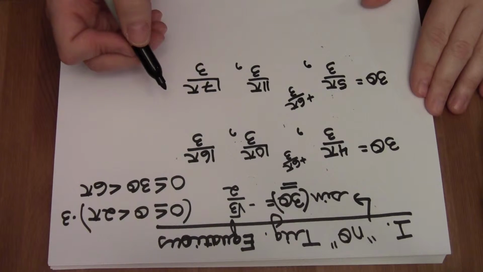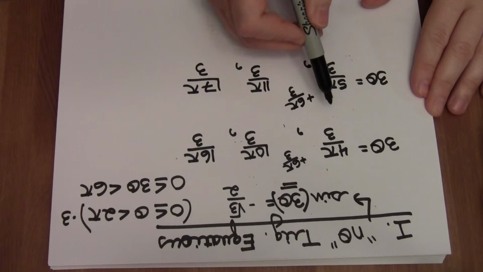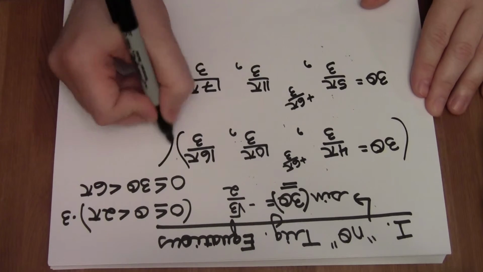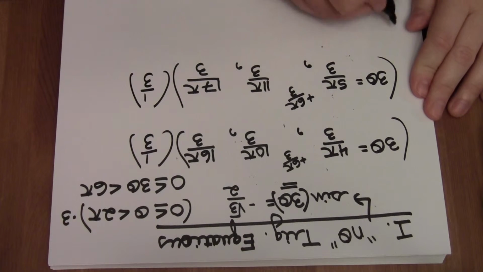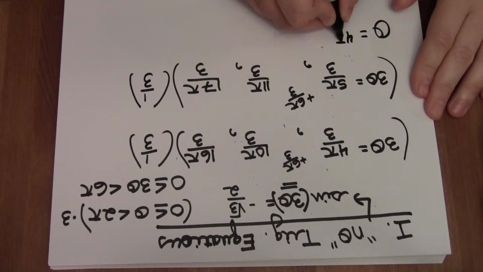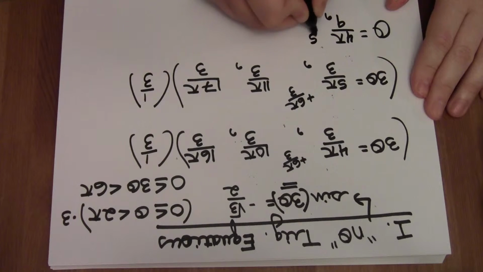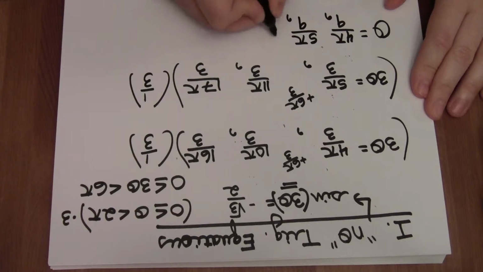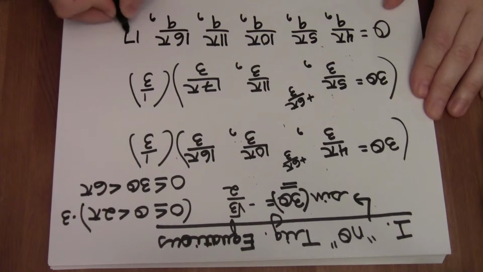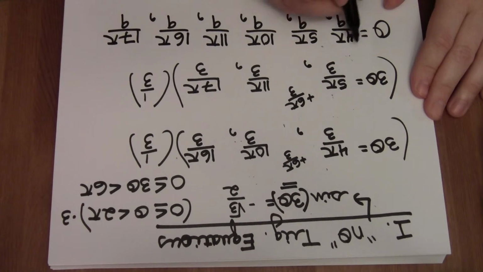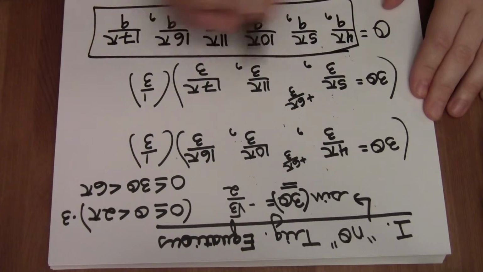But I want to find just theta, so I need to divide everything by 3. And actually, I think it's going to be easier if instead of dividing by 3, we just multiply everything by 1/3. This will give values of 4 pi over 9, 5 pi over 9, 10 pi over 9, 11 pi over 9, 16 pi over 9, and 17 pi over 9. I have 6 total answers to this equation. Let's look at one more.